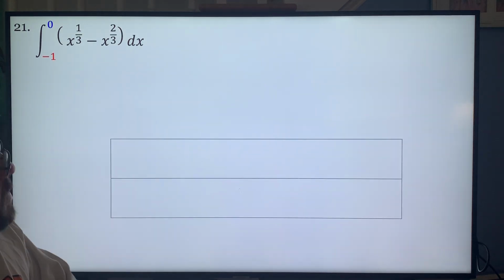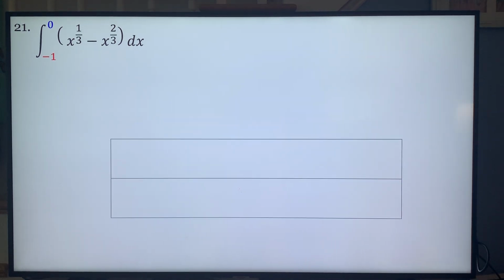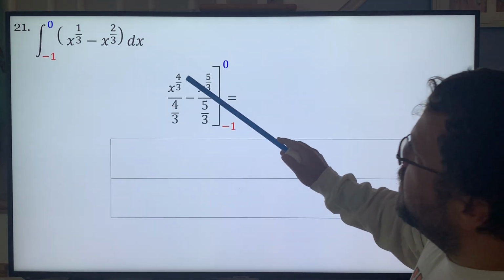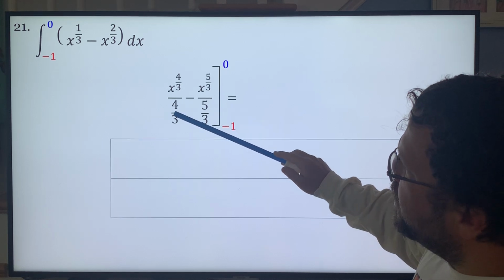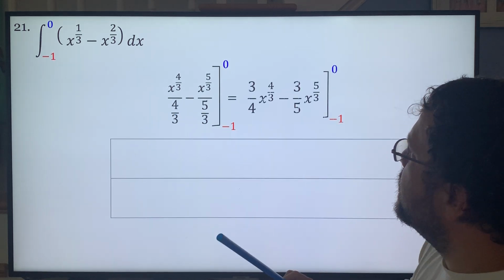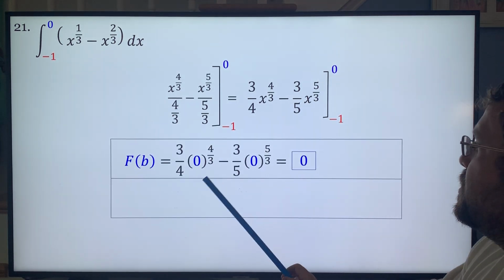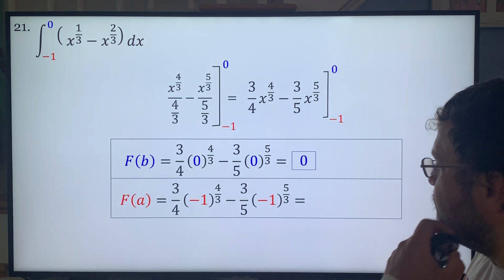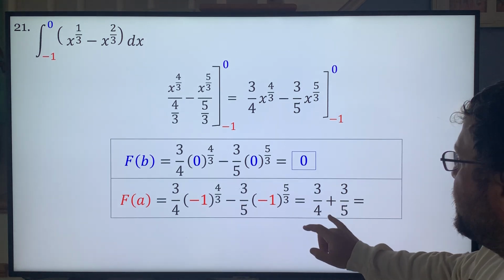All right. Let's finish up with some tough ones. 21. All right. Integrate. 4/3 over 4/3, 5/3 over 5/3, right? 3/4, 3/5. Type in 0, you get 0. Type in -1. -1 to the 4th is a positive 1. -1 to the 5 is a negative, so this is positive, and 2 negatives here is a positive.